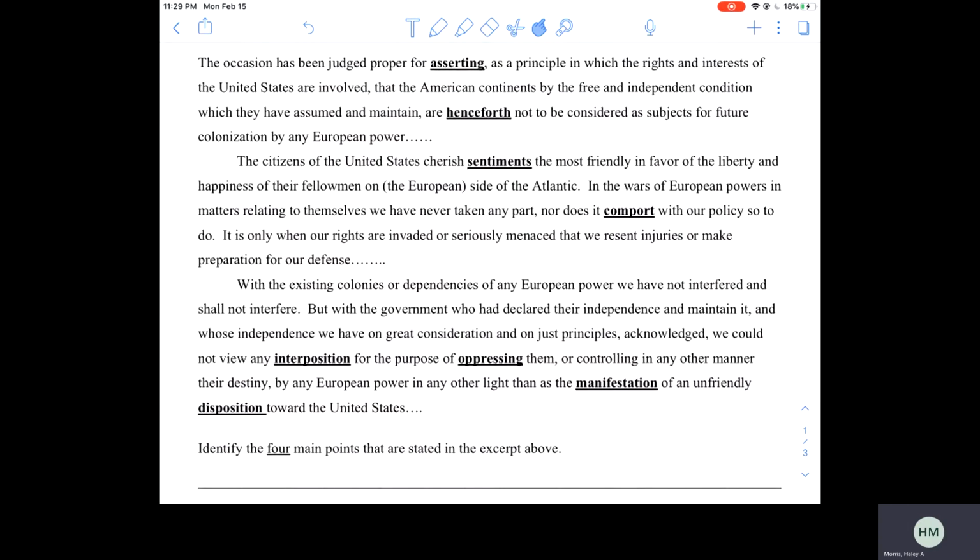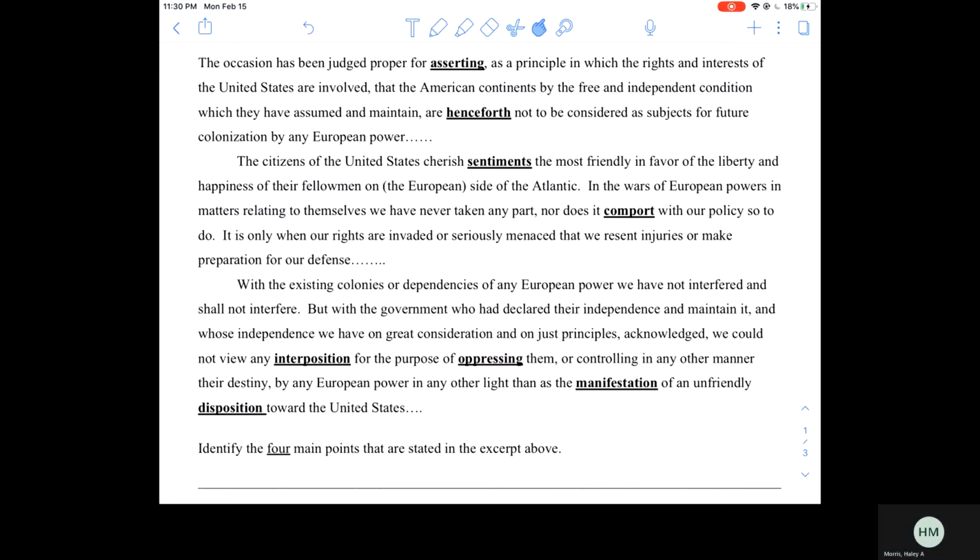The second paragraph reads, the citizens of the United States cherish sentiments the most friendly in favor of the liberty and happiness of their fellow men on the European side of the Atlantic. In the wars of European powers and matters relating to themselves, we have never taken any part, nor does it comport with our policy so to do. It is only when our rights are invaded or seriously menaced that we resent injuries or make preparation for our defense.